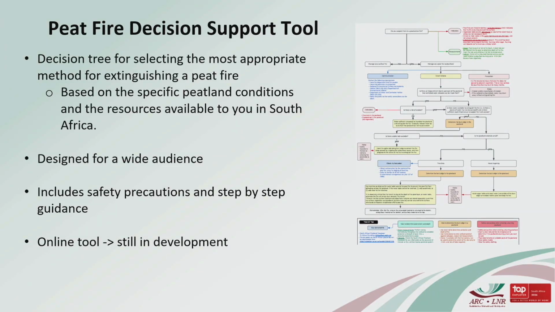The peat fire decision support tool that we created is essentially a decision tree for selecting the most appropriate method to extinguish a peat fire, and it's based on the peatland-specific conditions and the resources available. It's designed for a wide audience. It includes safety precautions, step-by-step guidance, and the final product will be an online tool, but it's still in development. So this presentation will show the information that goes into the tool.